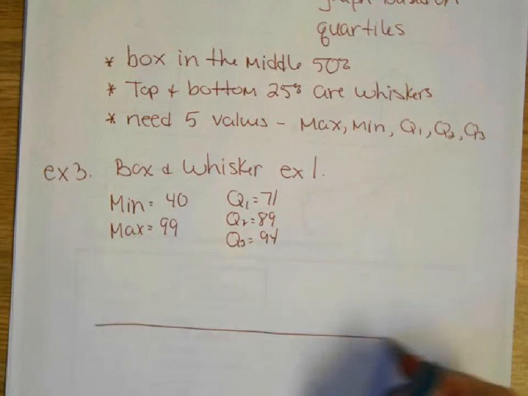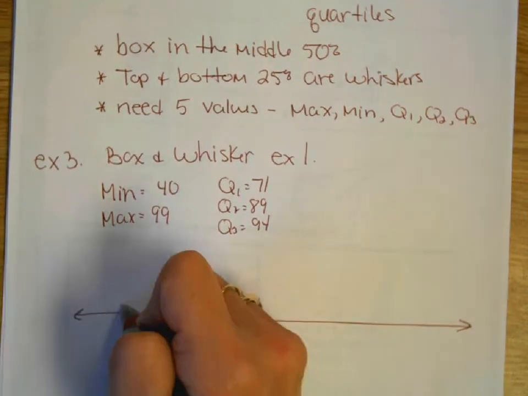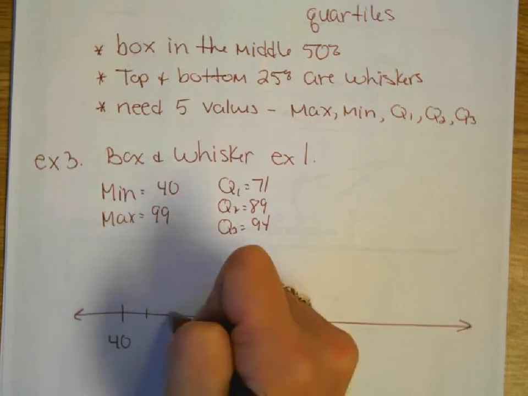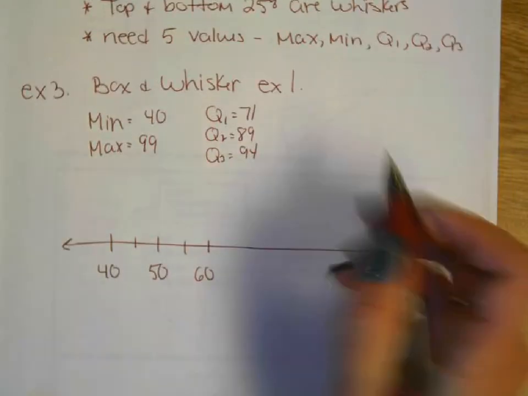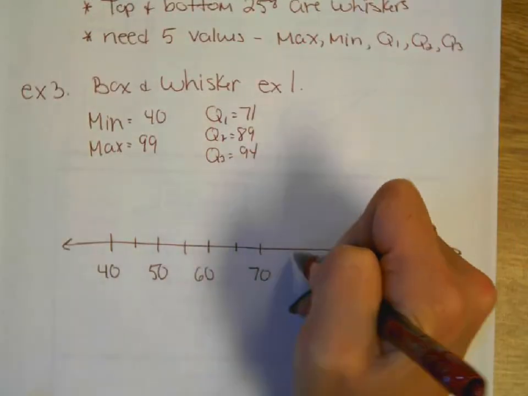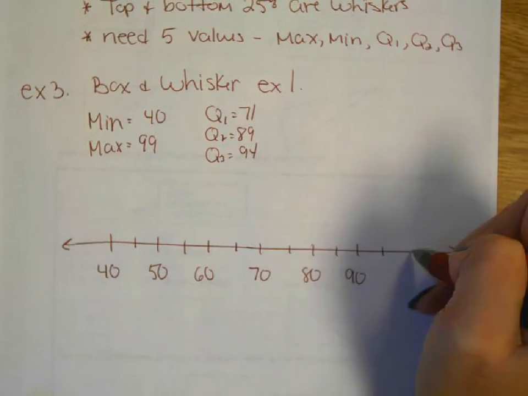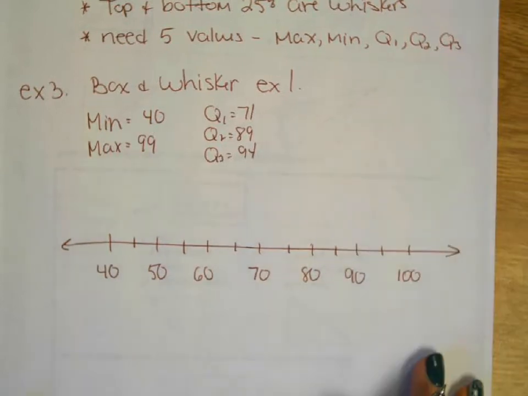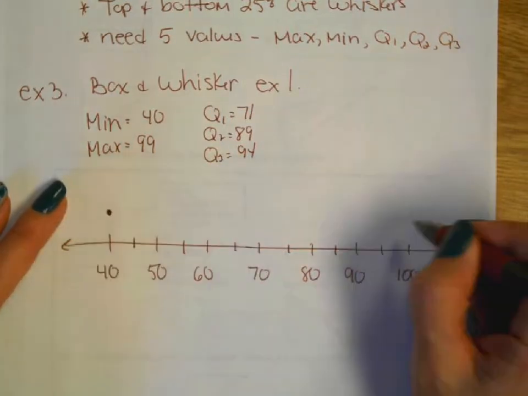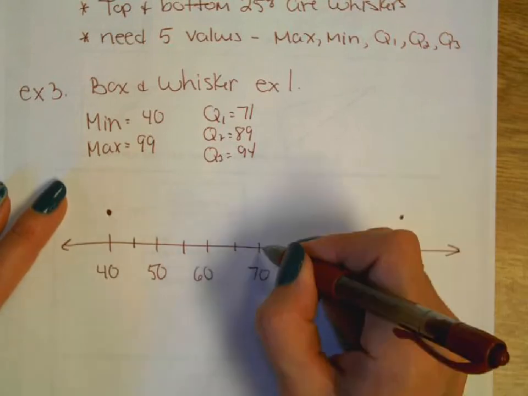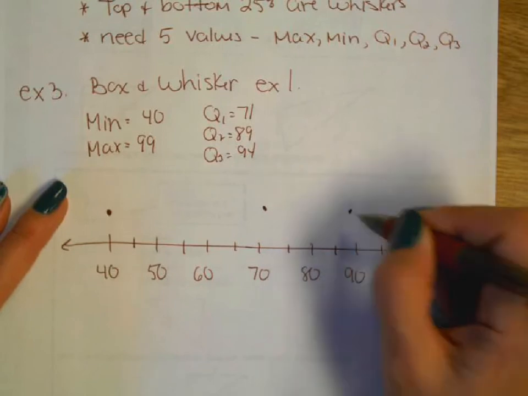So I think I'll just go 40 to 100 and count by 5. 45, 50, 60, 65, 70, 75, 80, 85, 90, 95, 100. Okay, so if you mark your 5 values, 40, 99, 71, 89, and 94.